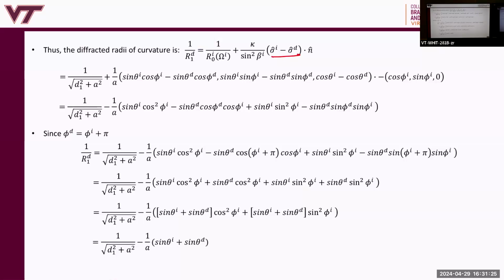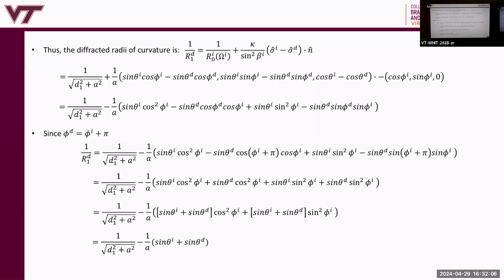Sigma incident. Okay, so first off, 1 over r naught incident is the 1 over r, or 1 over the incident sigma, right? Which we calculated already. The curvature kappa is 1 over a. Sine squared of beta incident is just 1 because beta incident is 90 degrees. We're coming in orthogonal to the edge tangent. Then we have sigma incident minus sigma diffracted, dotted with n. Sigma incident is this, this, and this. And then we subtract sigma diffracted, which is that, that, and that, right? Then we dot it with the n, which is minus rho hat.